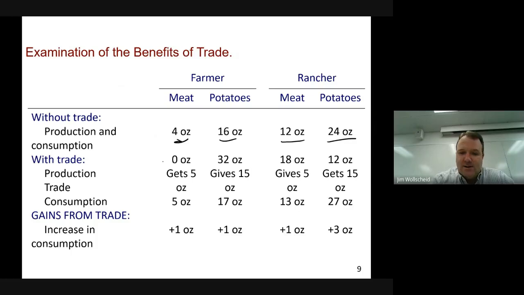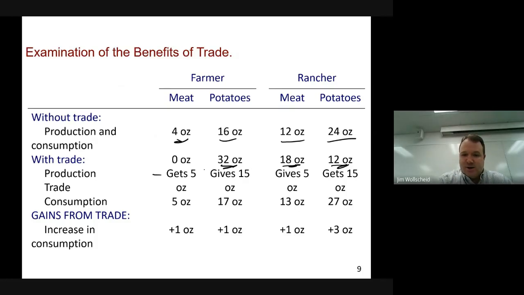So with trade, the farmer devoted all of his time to potatoes. The rancher specialized more in meat, but still made a little bit of potatoes because she still wants a little bit of potatoes. We don't have to completely specialize to benefit from trade. We can specialize a little bit. So here, the rancher just devotes more resources to meat and less to potatoes. Not all of it. We just need more resources going to certain industries based on comparative advantage.